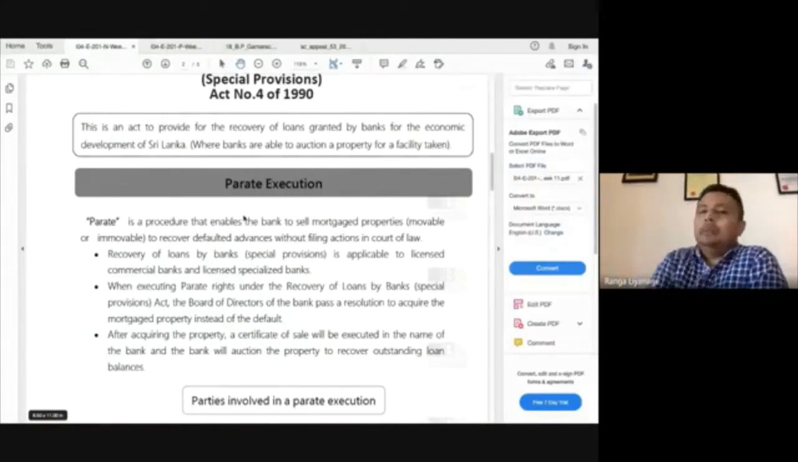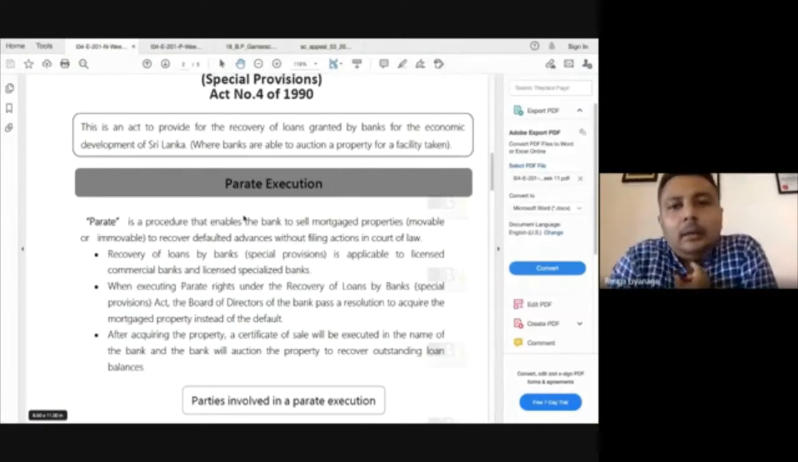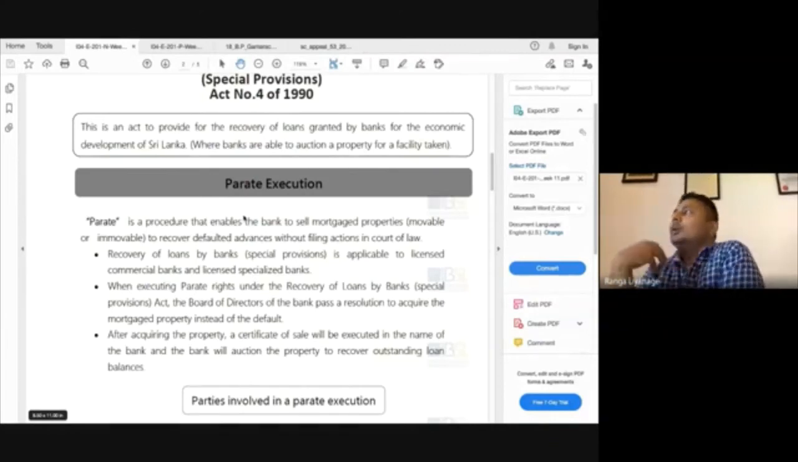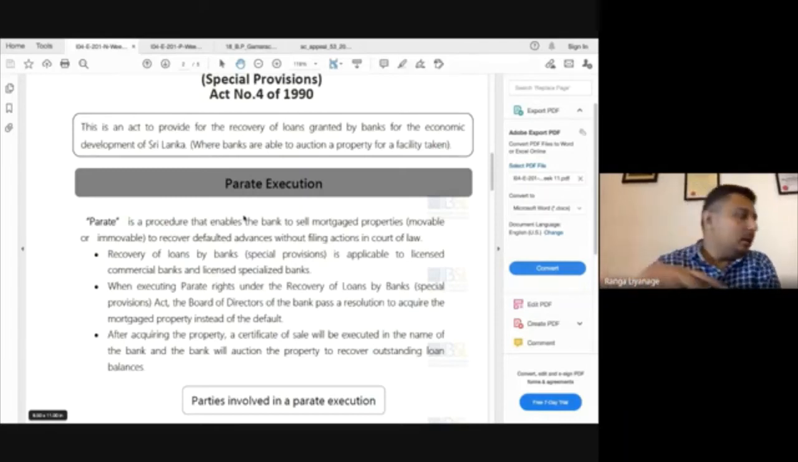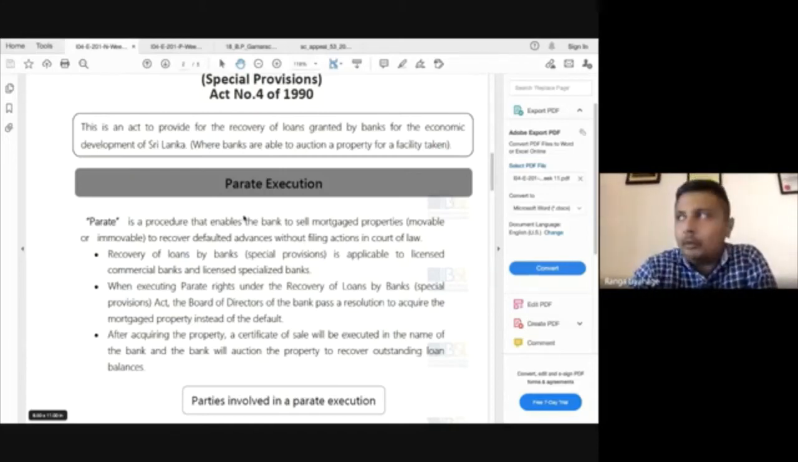Parate is a Latin term. Now, you know by now what we discussed up to now, the normal money recovery process and the debt recovery process. When you hear the term debt recovery, it's under the Debt Recovery Act number 2 of 1990. In all this, the common thing the bank had to do was go to courts.